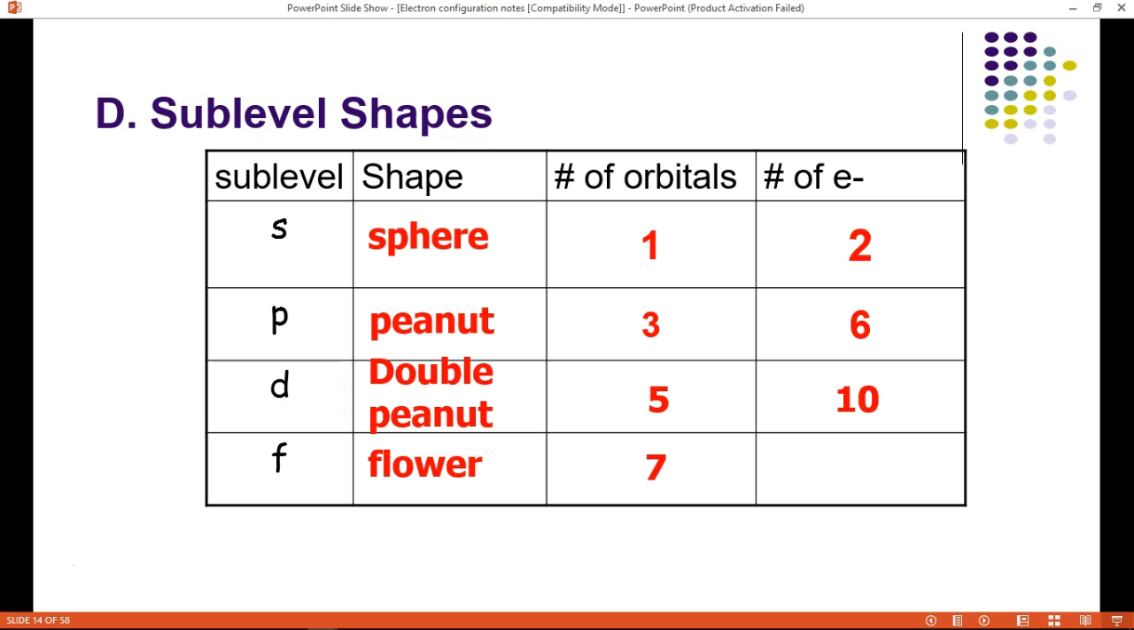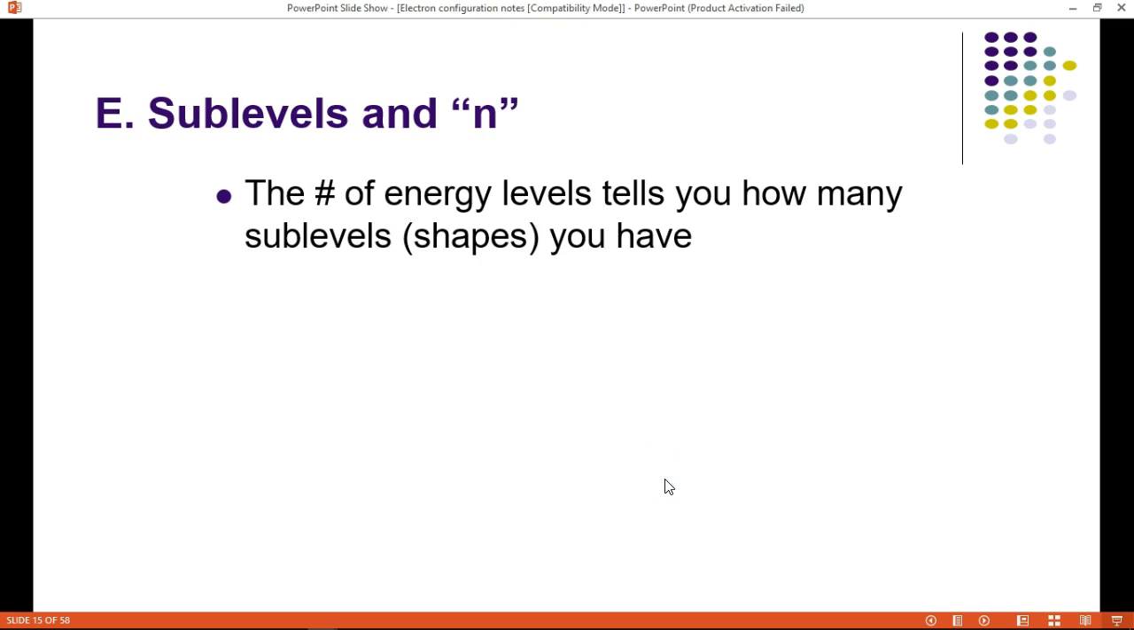And there are 7 of them, which means we would have 14 electrons within those 7 orbitals. I'd like you to memorize this order, S, P, D, F. That's something very important that you'll need throughout all of our electron configuration notes. So you need to know S, P, D, and F. You also need to know that the number of orbitals associated with those go in a pattern as well: 1, 3, 5, 7. So by odd numbers.